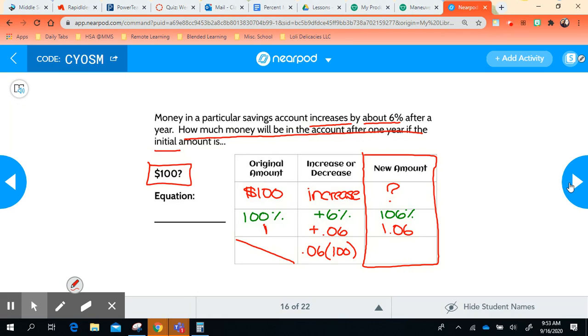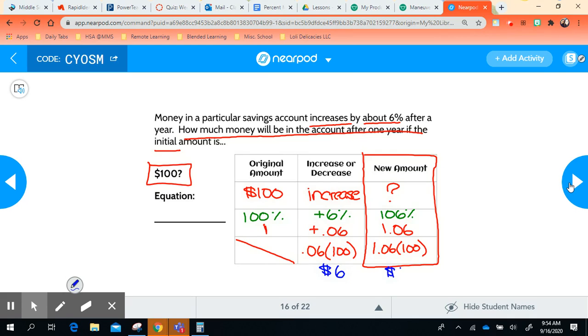Can someone tell me what that gives me? Thank you. So our increase is $6, right? So if this is how I find my increase amount, notice how I took my decimal times my original. What do you think I'm going to do to find my new amount? So we would do 1.06 times what? Times 100, our original amount. Good. So I'm going to take 1.06 times 100, and that'll give me my new amount, which is 106.